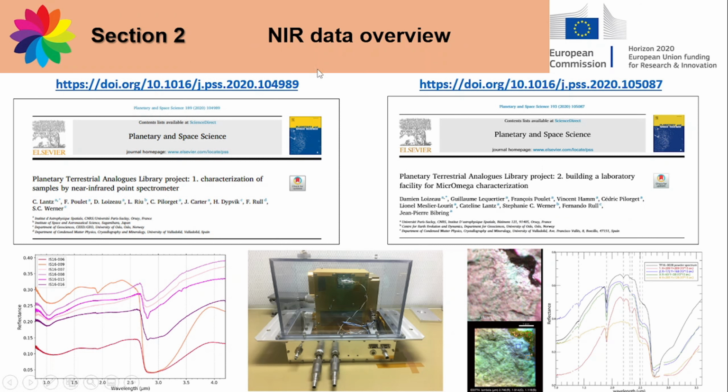While if you are interested in checking the NIR data, we have actually two articles that you can check out. On one side, we have an article in the Planetary and Space Science journal that presents the results obtained by characterizing the samples with a commercial NIR instrument, while the second paper presents the results obtained from the SPER model of the MicrOmega.